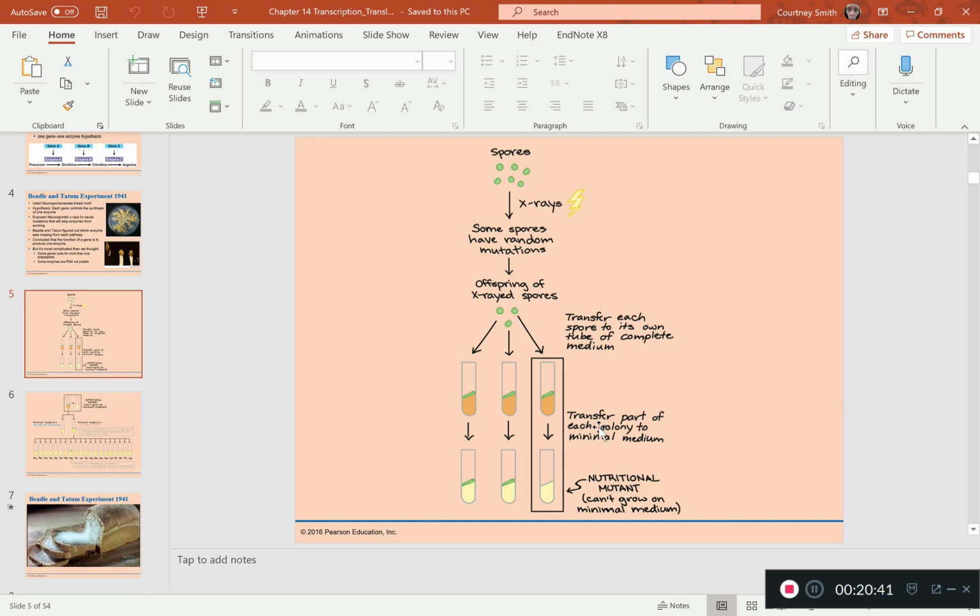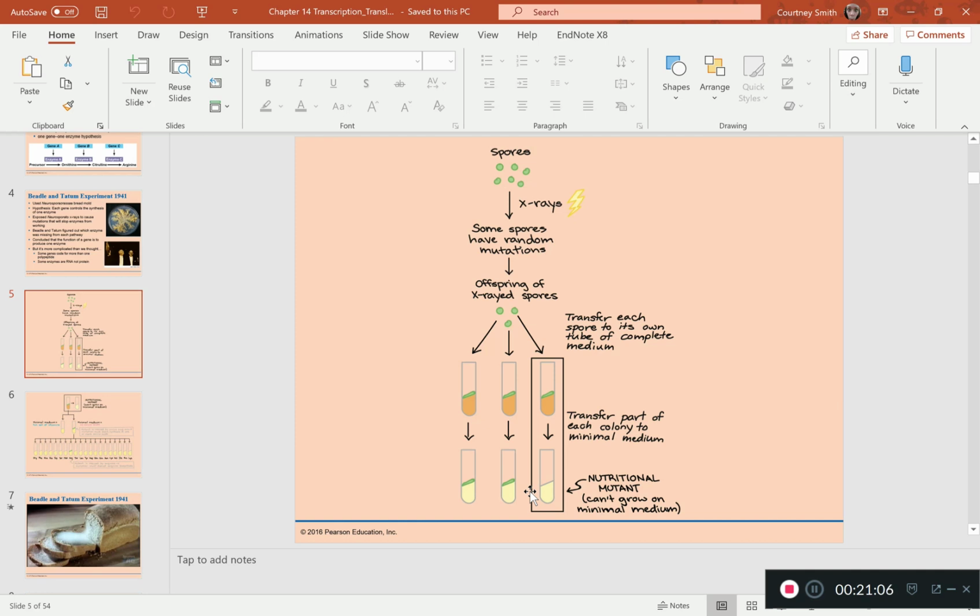What they saw was that for the most part, each spore was able to establish a growth colony, so they were able to continue to grow, but there were some that were not able to, as you see in this image right here, where you have growth, growth, but then no growth.